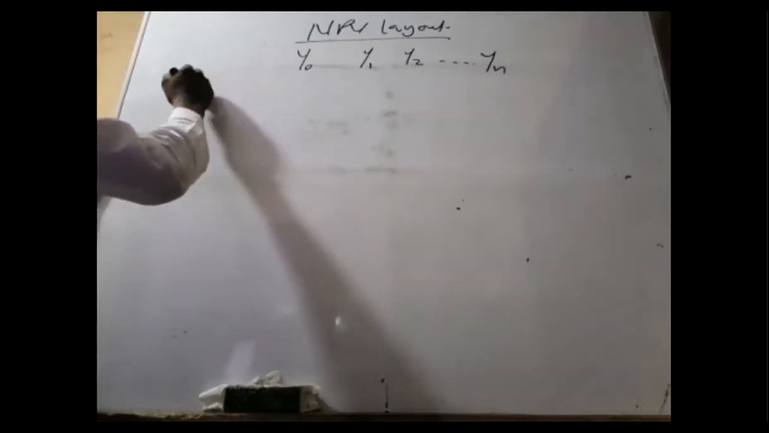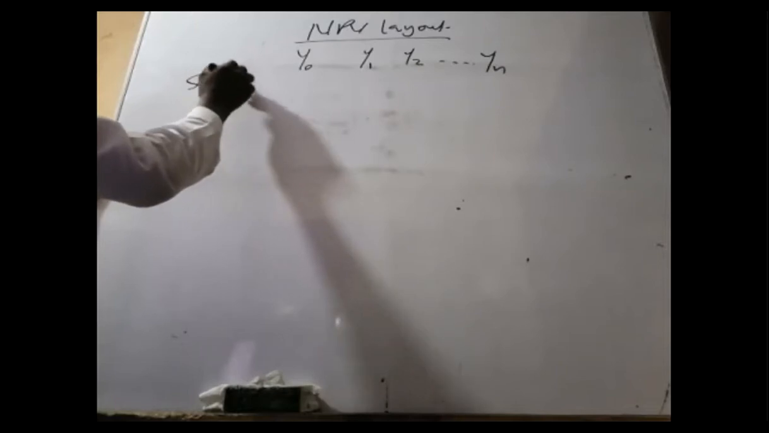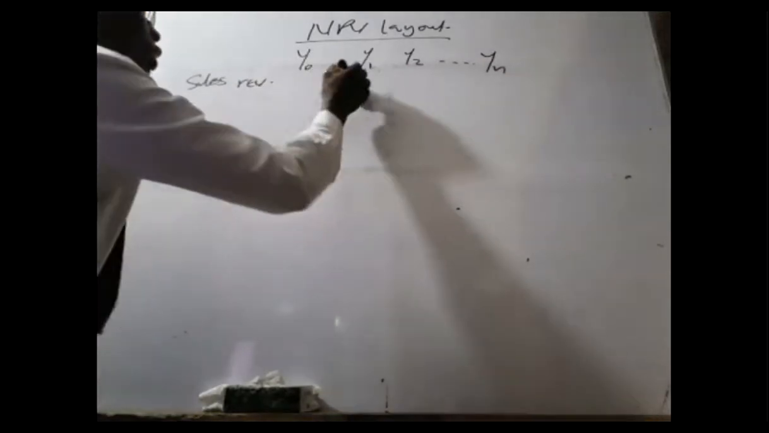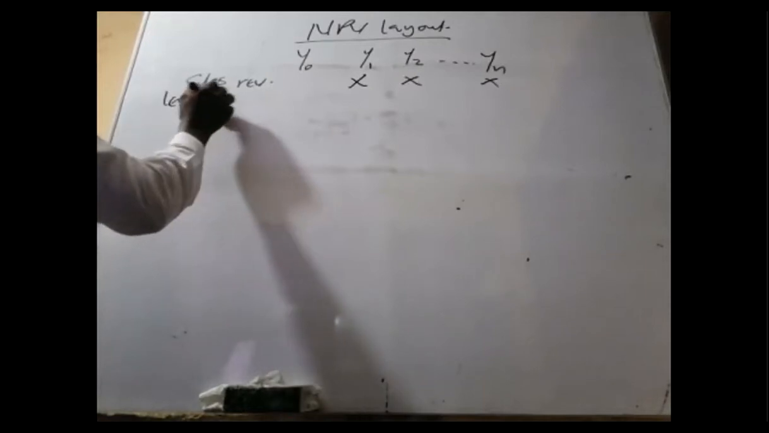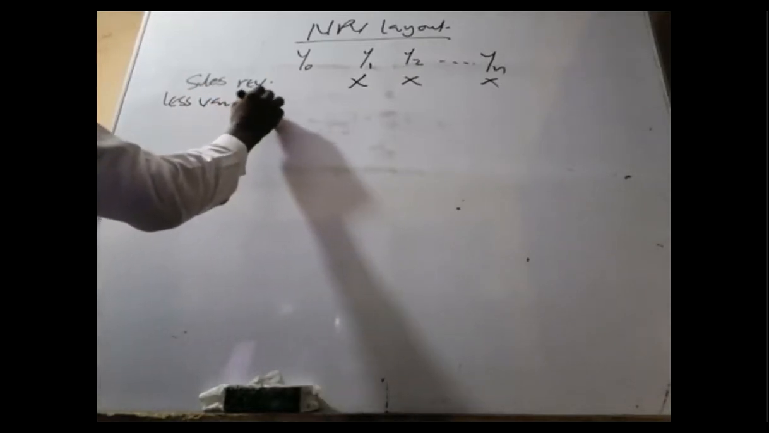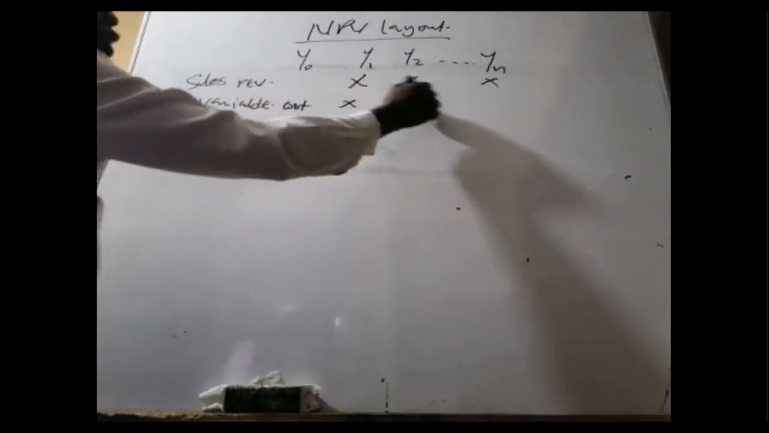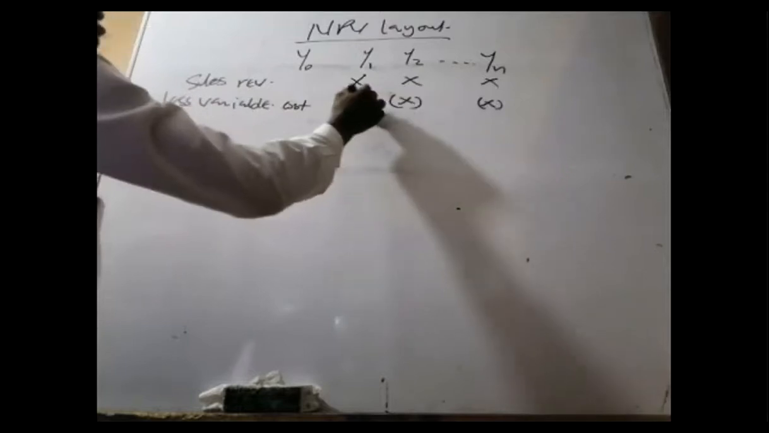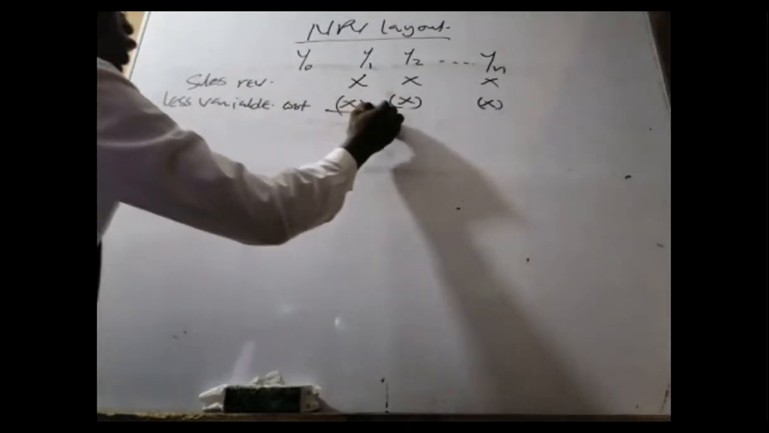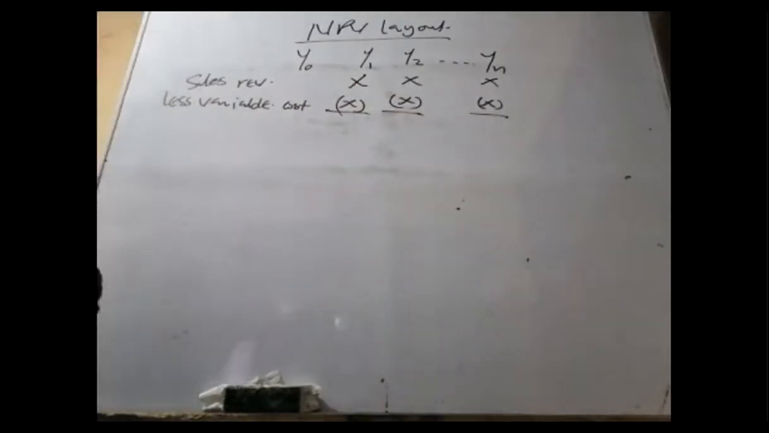You start with your sales revenue, or the receipts. Either the sales revenue, receipts, savings, or fees, get them in. First, less your variable costs. So much. You get what you call contribution.